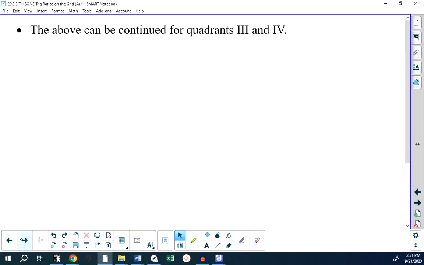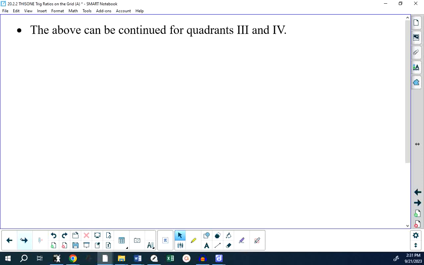Now, we could extend this to quadrants 3 and 4, but I'm not going to. I would rather you think about this, and I'm just going to indicate up here that here is quadrant 3. You should be able to figure out that x and y are both negative there, which means cosine will be negative because x is negative. Sine will be negative because y is negative. But tangent's going to be positive because tangent's y over x, and they're both negative.